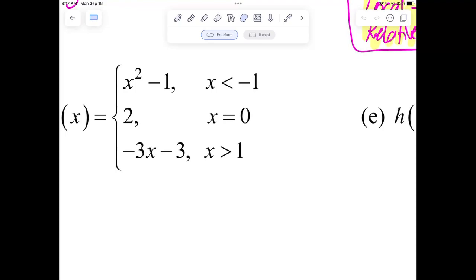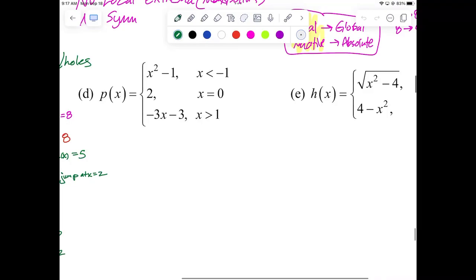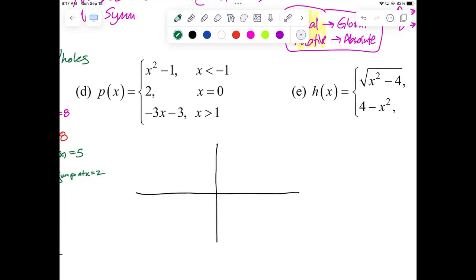So this one is kind of funky. To the left of -1, it's our parabola. At 0, it's 2. And to the right of 1, it's our line, -3x minus 3. So let's go ahead and give ourselves a y-axis and an x-axis, and then we'll put the important values of x. Here's -1. There's 0. Here's 1.